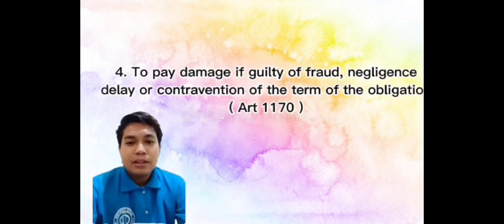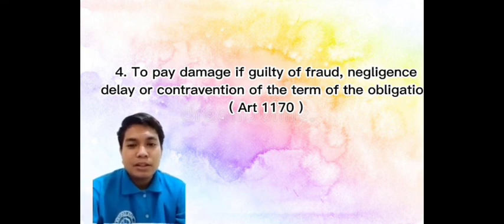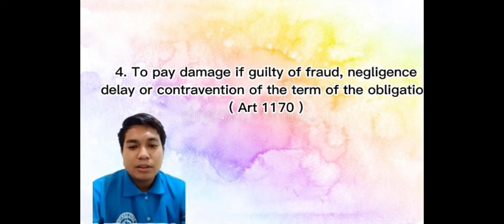To pay damages if guilty of fraud, negligence, delay, or contravention of the terms of the obligations. Art. 1170. Article 1170 of the Civil Code states that those guilty of fraud, delay, or negligence in the performance of their obligation, or those who in any way contravene the tenor of their obligations, can be held liable for damages. Those guilty of fraud, negligence, or delay in the performance of their obligations, and those who in any manner contravene the tenor thereof, are liable for damages.